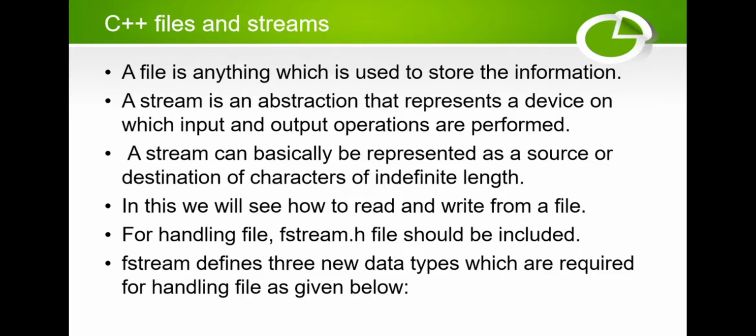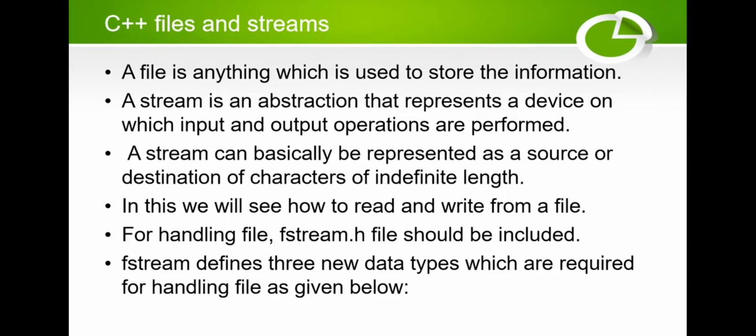In this chapter, we will see how to read the data from the file and how to write or add content to the file. Remember that for handling the file, we have to include one header file, which is fstream.h. This file should be included at the start of your program. In earlier programs we have included iostream.h, conio.h, and whatever files we required. But while doing programs related with files, we have to include fstream.h.